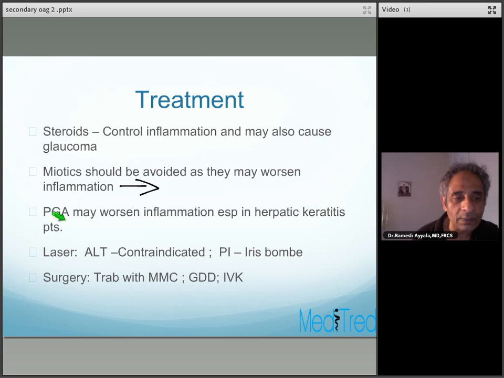Prostaglandin analogs may worsen inflammation, especially in patients with herpetic keratitis. And so something that you should be aware of and should avoid. So you can use aqueous suppressants such as beta blockers in these patients, carbonic anhydrase inhibitors, adrenergic agents, alpha agonists. Those are all safe medications for you to use to control the intraocular pressure in this patient population. Try to avoid miotics and prostaglandin analogs unless it's an emergency.